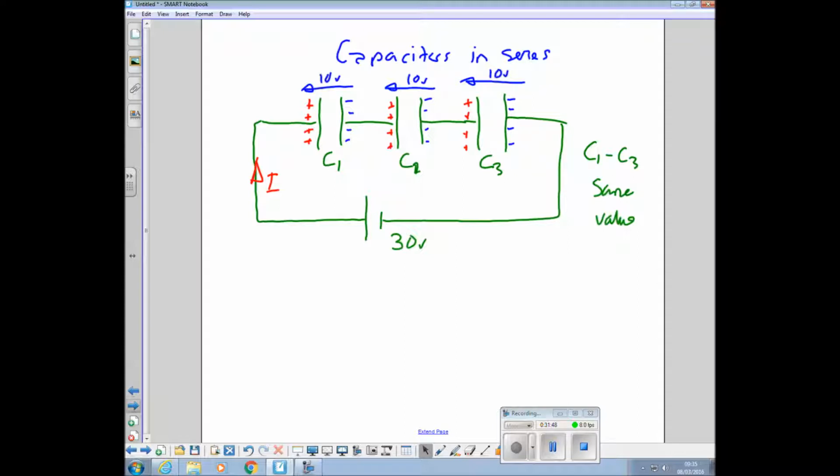Okay, so we're in agreement that we'd have 10 volts across each of those capacitors. Yeah. Everyone happy with that? Yeah? Now, the next bit is, how do you think we calculate the total capacitance of that circuit?